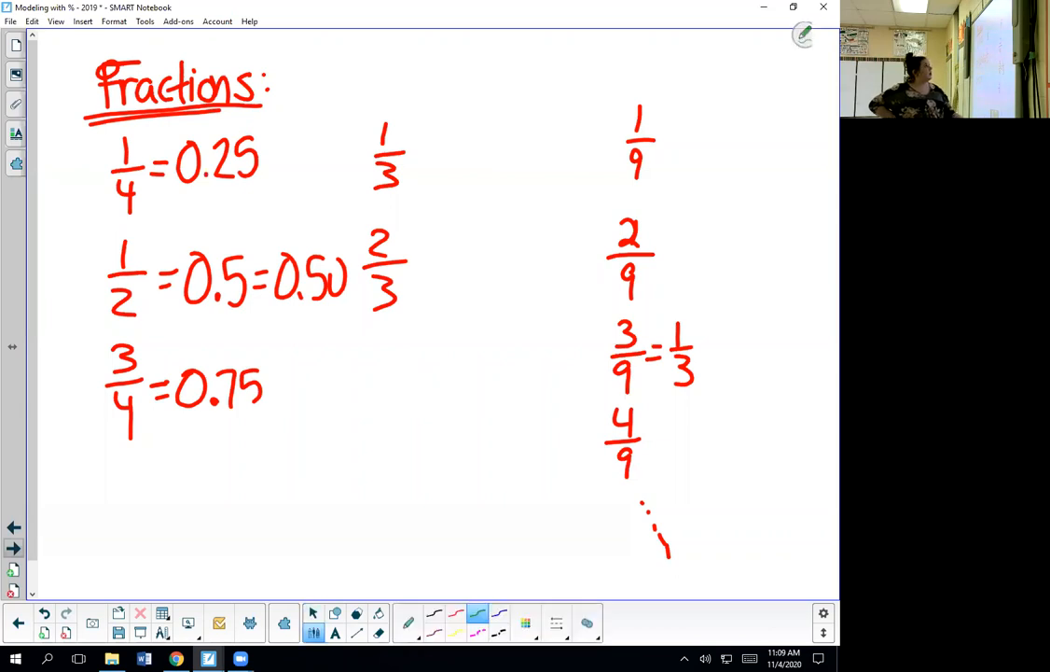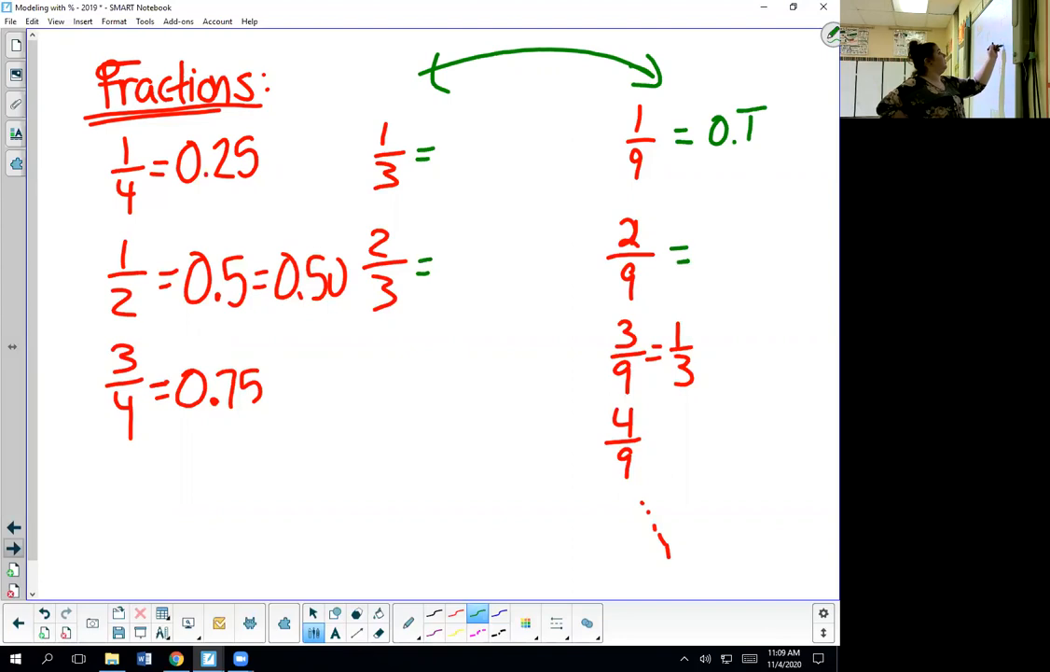Thirds are unique because they will repeat. These ones all repeat. I'm going to start with 9s. I want to see if you can see this here. If you divide 1 divided by 9, you actually get 0.1 repeating. You do 2 divided by 9, you get 0.2 repeating. Guess what you do when you do 3 divided by 9, or simplified as 1/3? Oh, you guessed it right. It's 0.3 repeating.